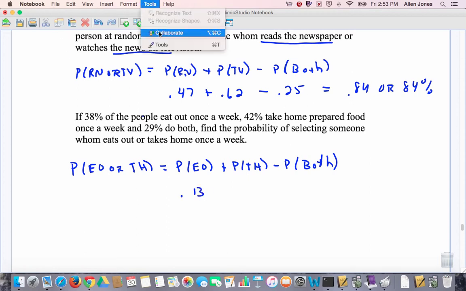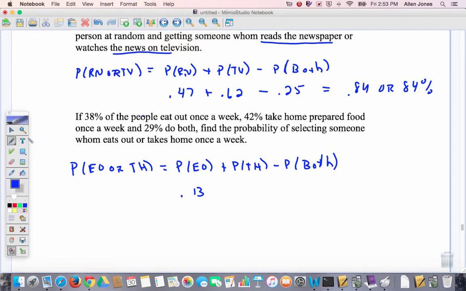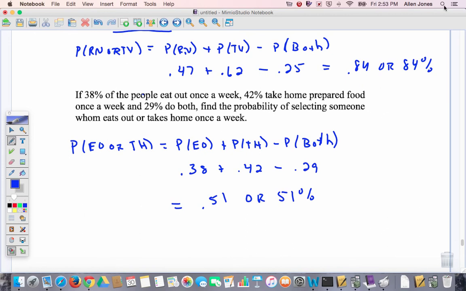Probability of eating out is 38%. The probability of taking home food once a week is 42%, and the probability of doing both is 29%. If we do the math there, then we should get 51%, or 51% take home prepared food or eat out once a week, one or the other. And that gets us through our 2 addition rules.